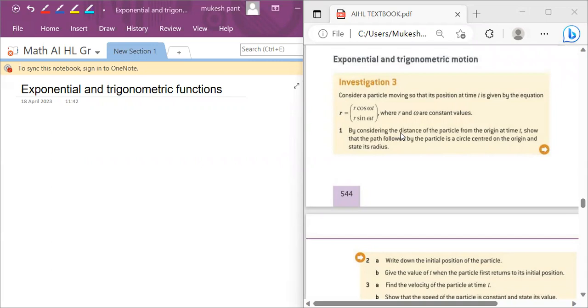Okay, so today we have exponential and trigonometric functions. So we will study how we deal with this type of functions. We have exercise 12E, and the concept will remain the same as we discussed before for exercise 12A, B, C, and D, right? So basically, consider a particle moving.